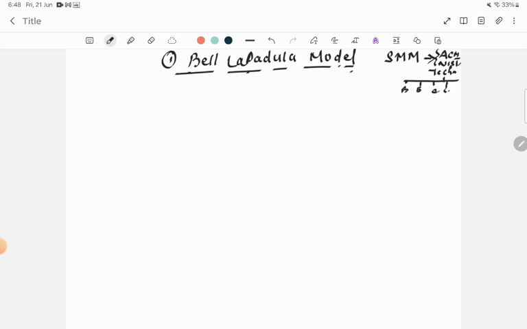This is one of the most important models that can be asked in the exam, and it is very important from the exam point of view. So let's talk about the basics of Bell-LaPadula, and then I'll talk about the various rules and a practical example so that you'll understand this. Bell-LaPadula is a formal state transition model used in the field of information security.